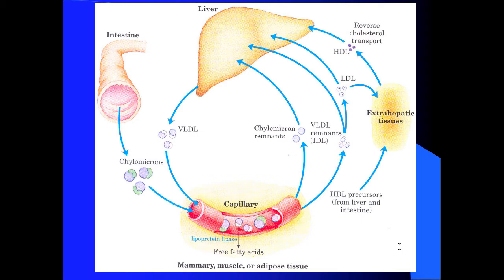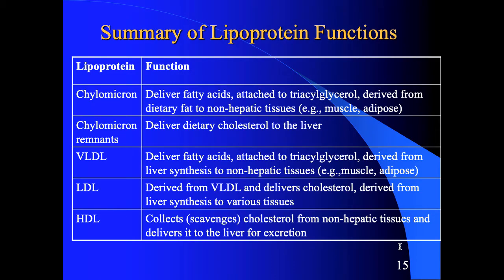Chylomicrons also have, no, sorry, let me jump ahead. This table is a good summary. It shows chylomicrons deliver fatty acids attached to triglyceride derived from dietary fats to non-hepatic tissues like muscle and adipose tissue. Chylomicron remnants now deliver dietary cholesterol to the liver. So those first two lines are important for this.